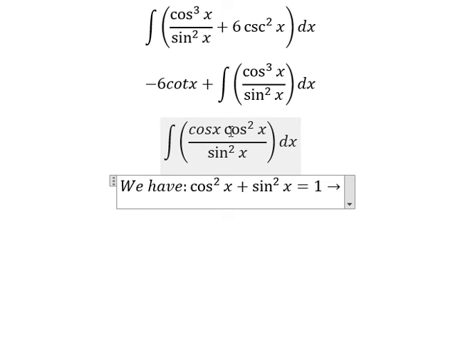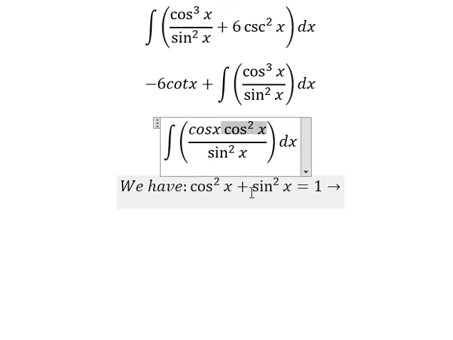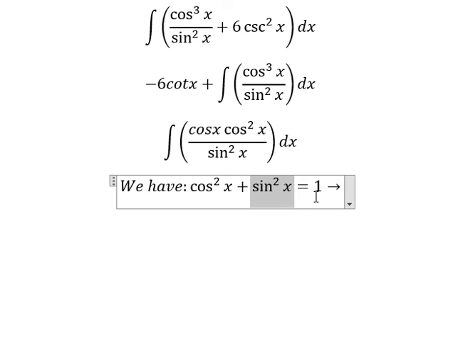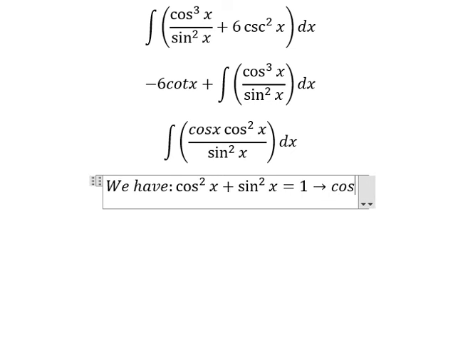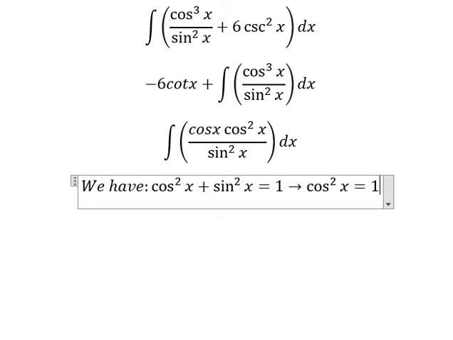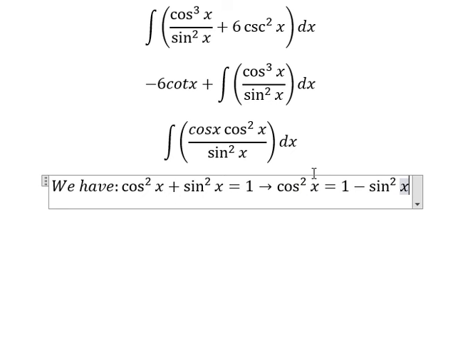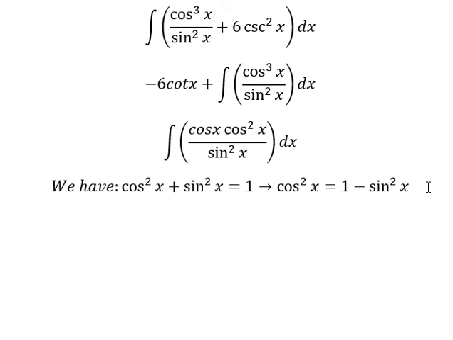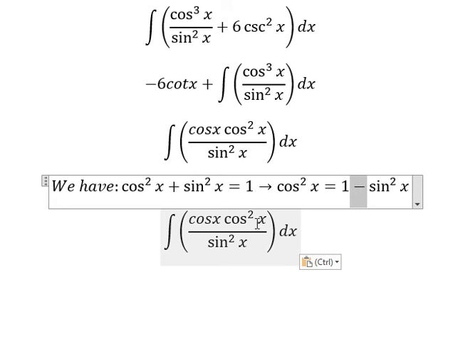And now we have cosine s squared, so I will put this one to the right. And we have 1 minus sine s squared. So I will put this one in here.